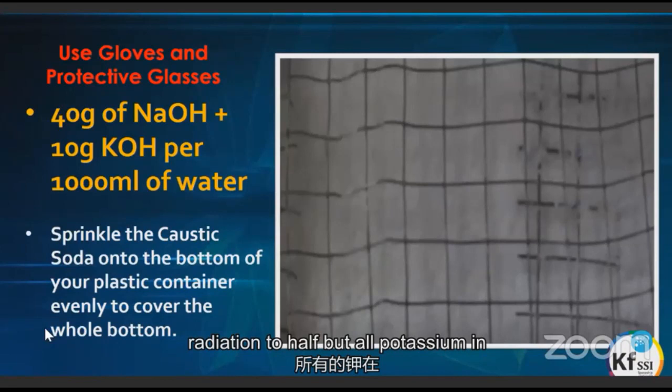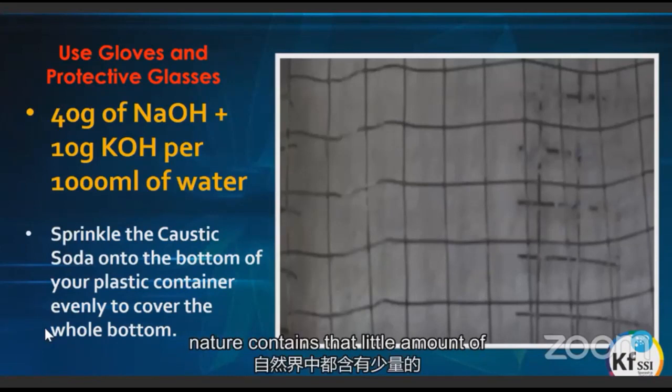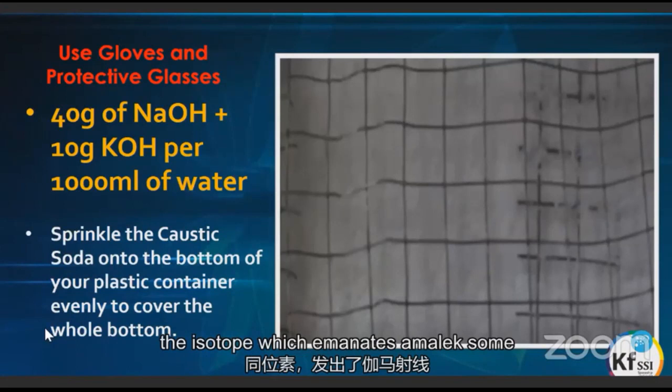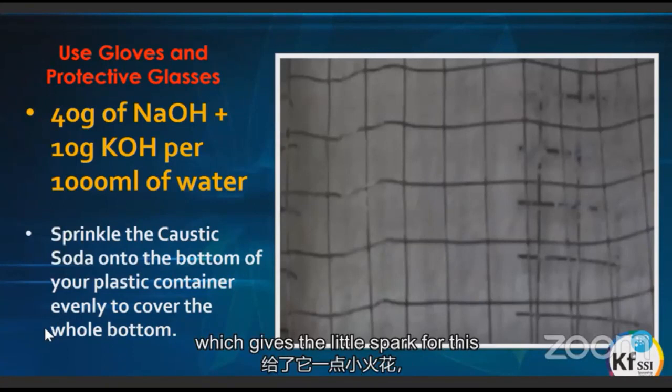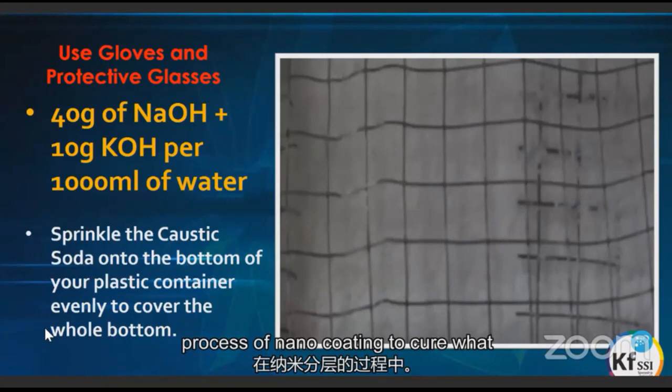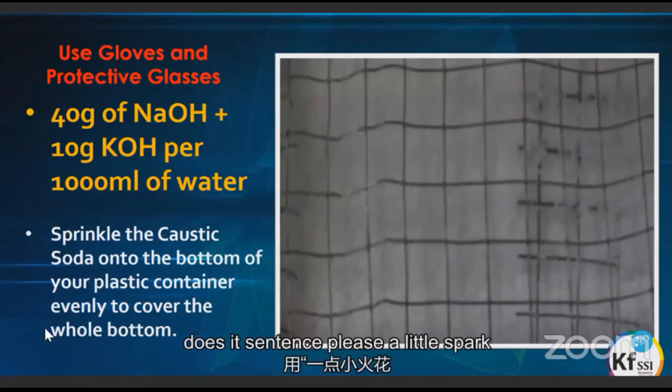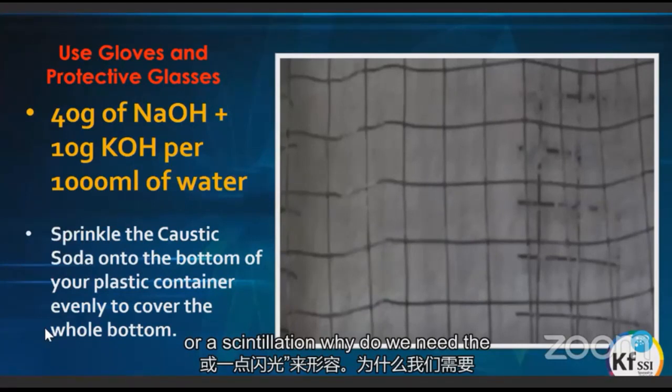But all potassium in nature contains that little amount of isotope which emanates some beta radiation, and that's the one which gives a little spark for this process of nanocoating to occur. What does it give? The last sentence, please repeat. A little spark or a scintillation.